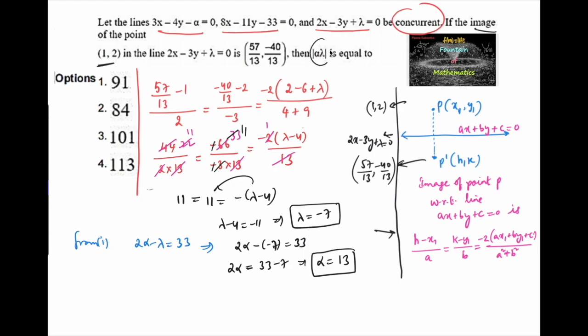And we need to find mod of alpha lambda, which is equal to alpha is 13 and here negative 7, which is equal to negative 91. Since mod is there, we'll take only 91. So 91, which is our option 1.